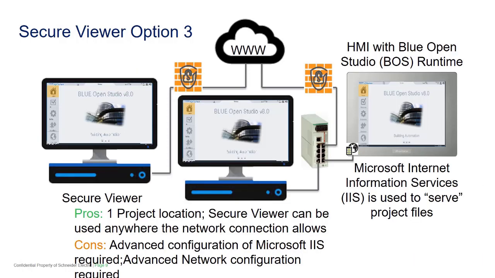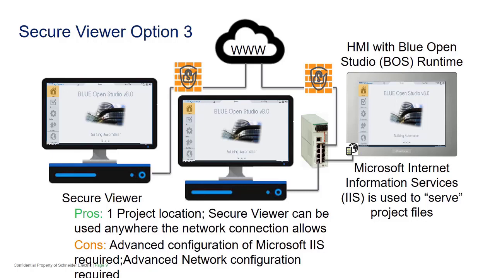All right, for Secure Viewer configuration option number 3, we're going to take that same SP5000 open box. However, we're going to configure Microsoft Internet Information Services on it to serve the web pages that we've created in Blue Open Studio build time out to our Secure Viewer client machines. In this example, I'm showing a local client, which is connected on a local network, and I'm also showing a remote client connected over the internet. Both solutions are available by using Microsoft Internet Information Services.